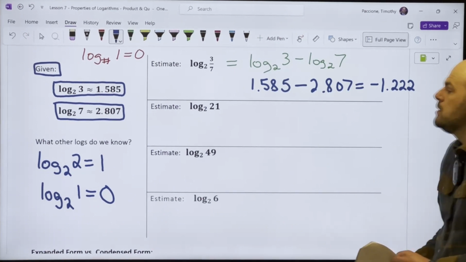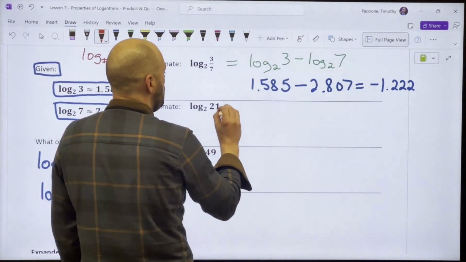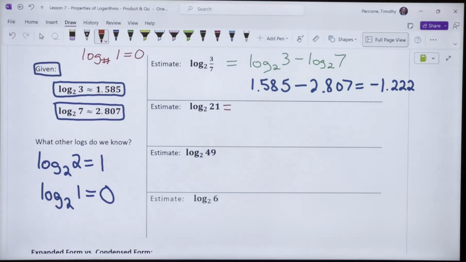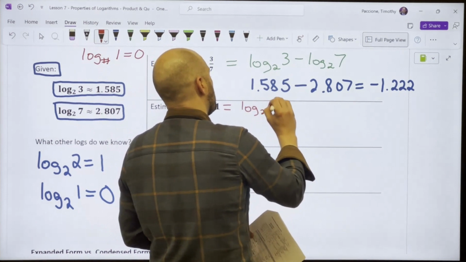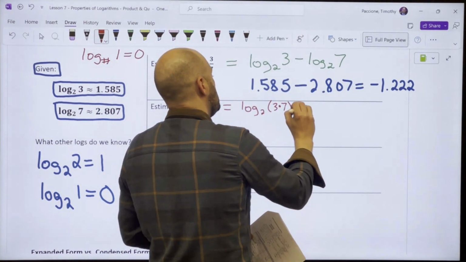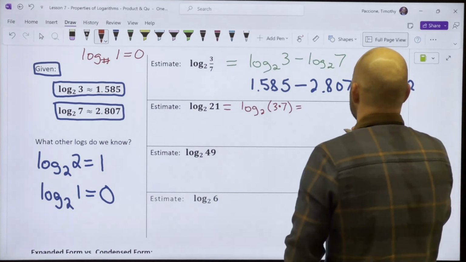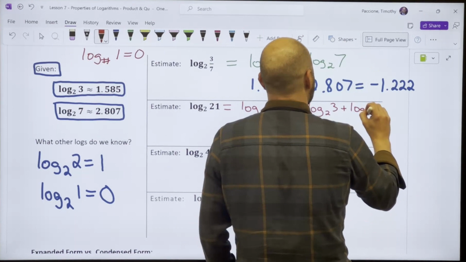Okay? Similar process all the way down. Log base 2 of 21. That one's not as obvious. Well, this time it's 3 times 7. So you're saying that 21 is the same as 3 times 7. Yes. Okay, so let's write that. Log 2, 3 times 7. Now what do I see? Multiplying on the inside, so I would do addition on the outside. Good. Log base 2 of 3 plus log base 2 of 7.